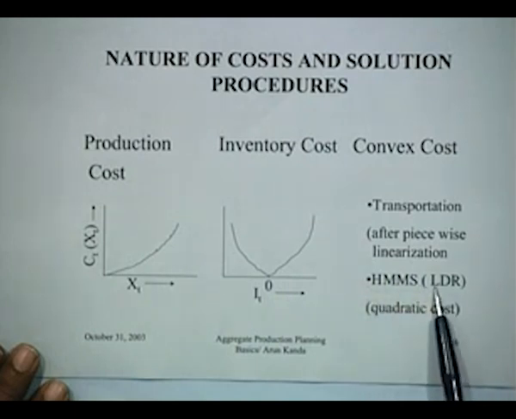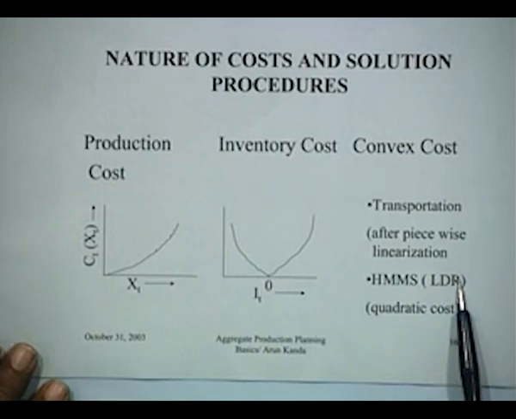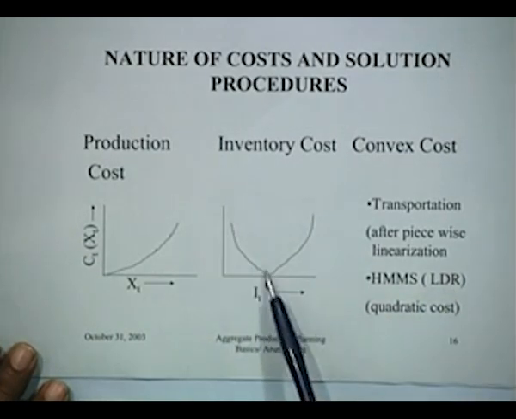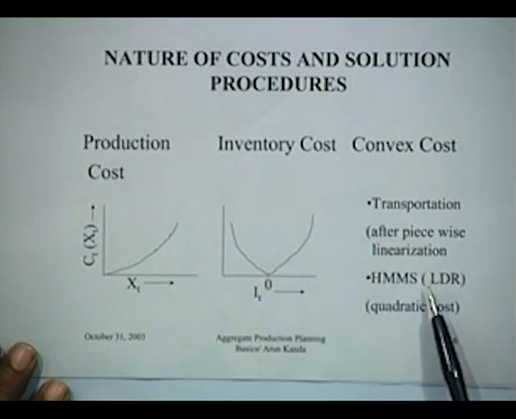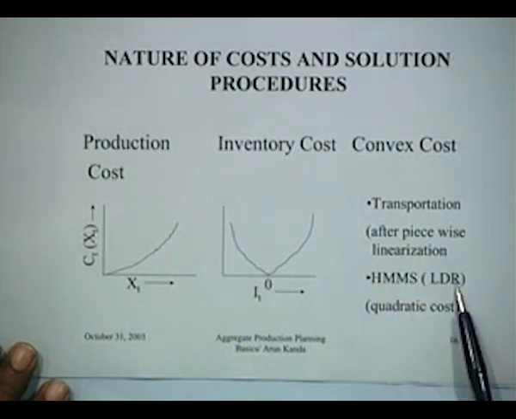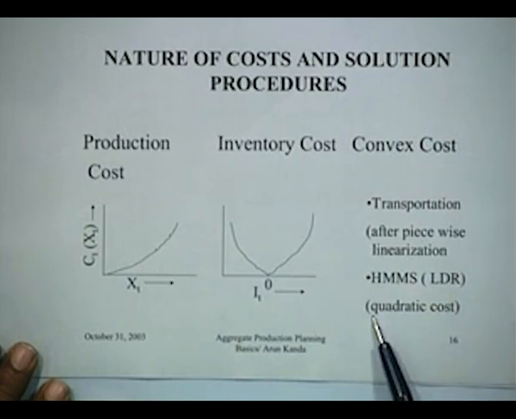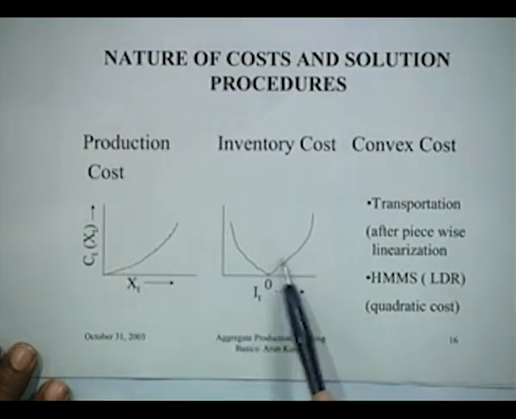and they have developed what are known as linear decision rules, or LDRs, and they are typically valid for convex costs of this kind. And in fact, what they have assumed is based on a case study in the paint manufacturing company, and for that paint manufacturing company, they have approximated all costs as quadratic costs of this type.